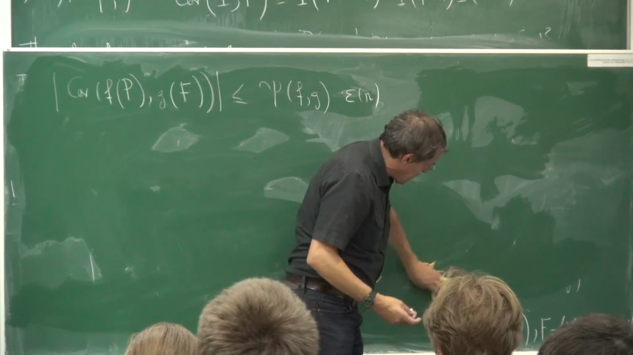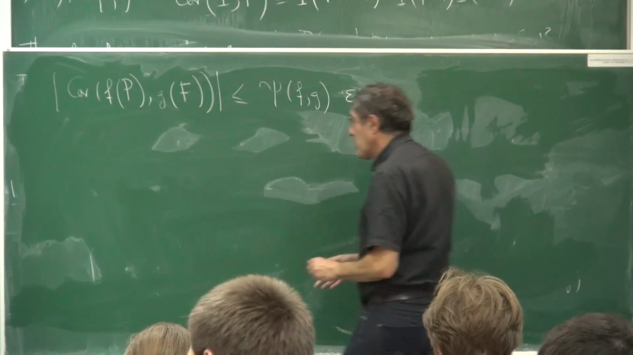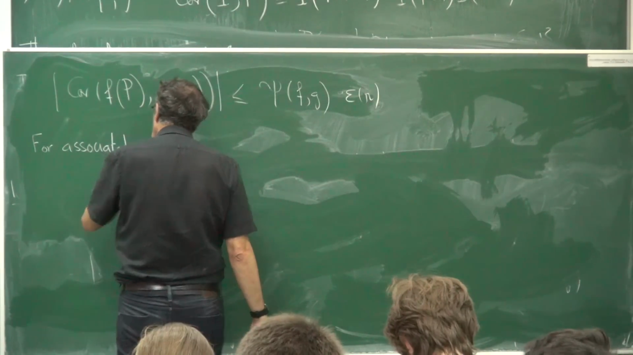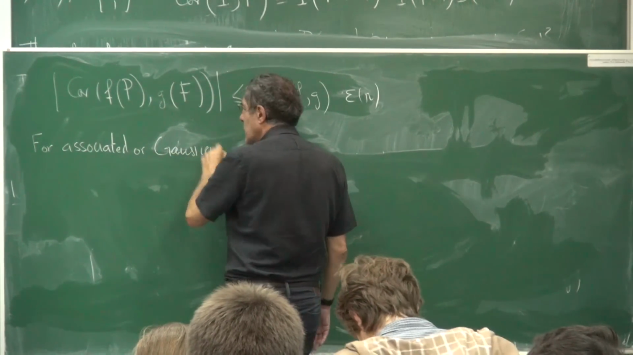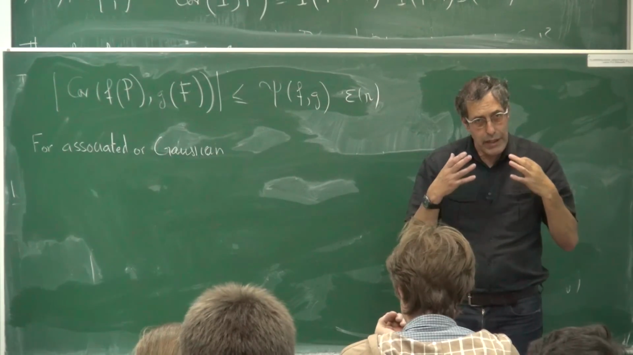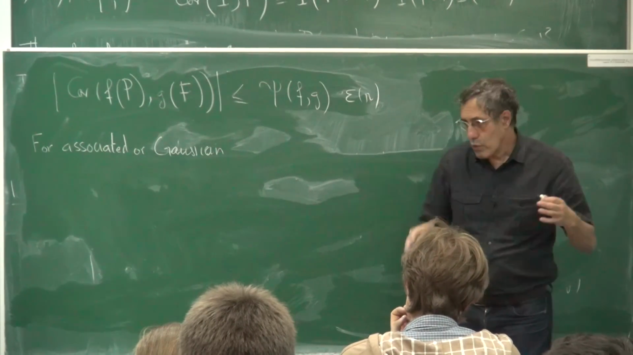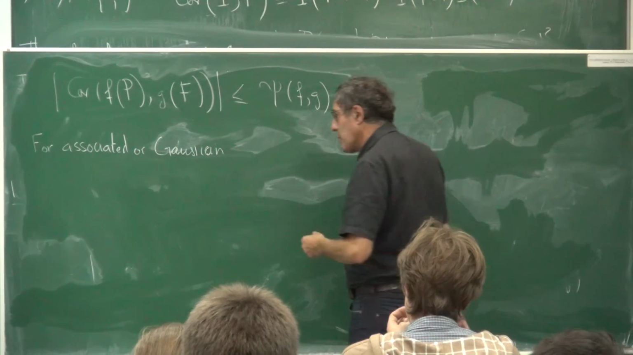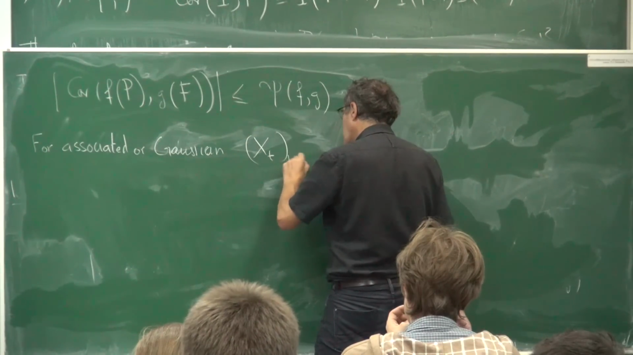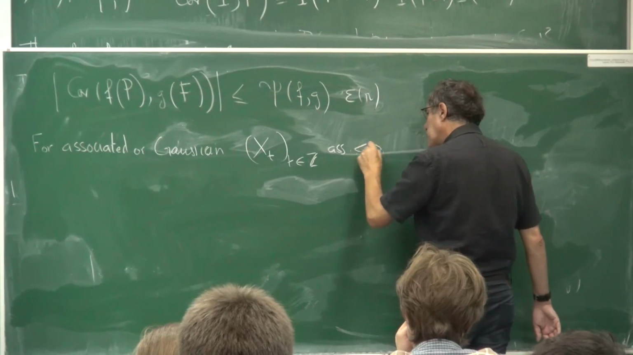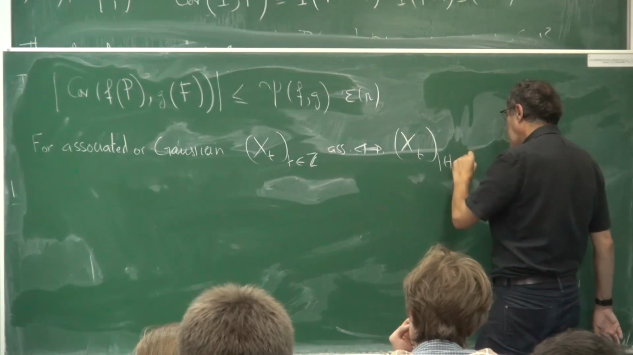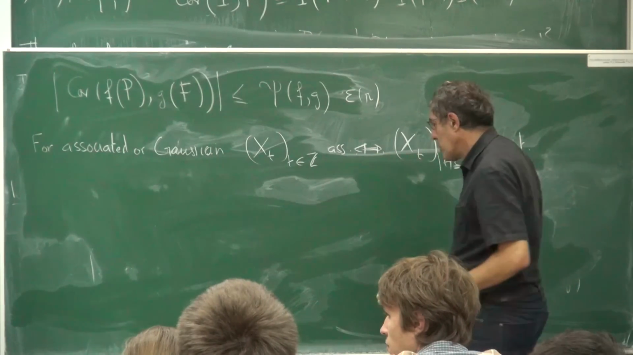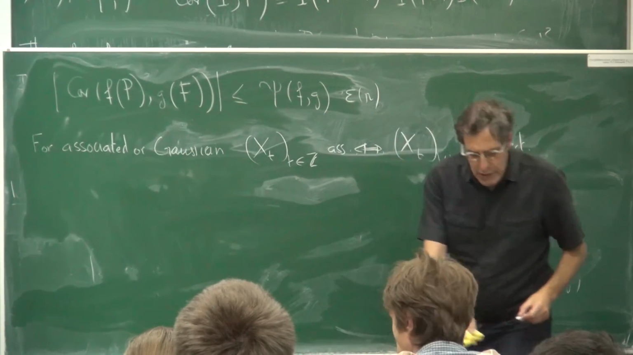So I first detail the example of associated or Gaussian random variables. For associated or Gaussian processes, okay, I didn't define formally what an associated process is. It is just a process whose finite-dimensional distributions are associated random vectors. So X_t for t in Z is associated means just that X_t for t less than some arbitrary p is an associated vector. That's a bit easier to define in discrete time than in continuous time.